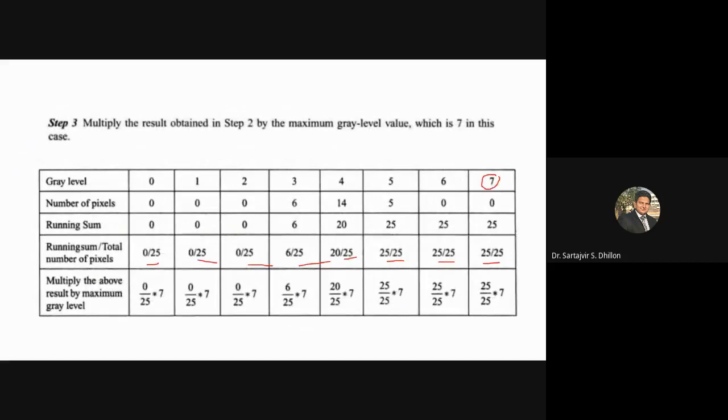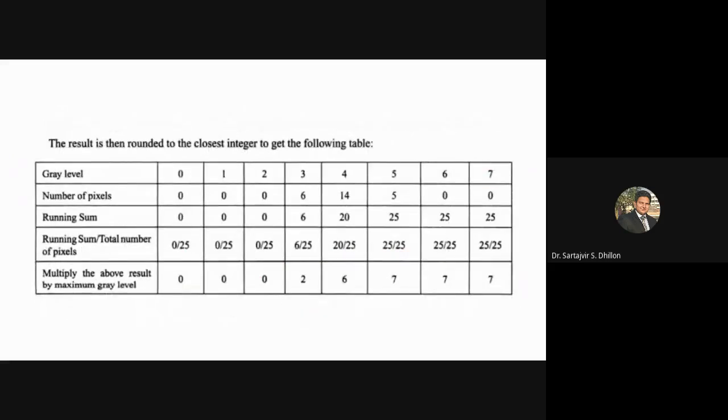Here, there is a mention here. So the maximum gray level is 7. So you have to multiply with this, and again you will get 0 here. There is again 0, and how much value you can get? It is already written here.